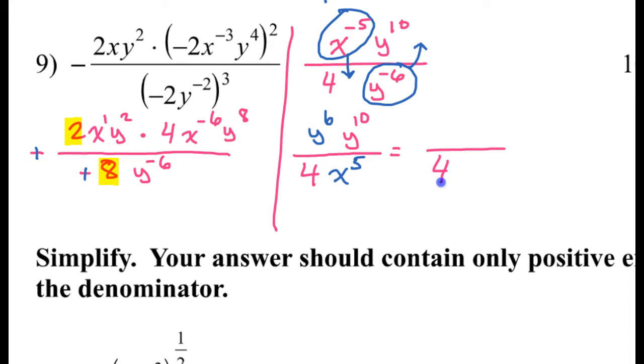Alright, that 4 is just going to stay what it is. Putting these together, I will have y to the 16th power. I'm adding, of course. And then that x to the 5th power is just there. So this is the final answer for number 9.